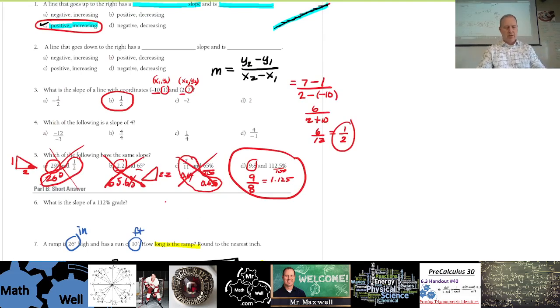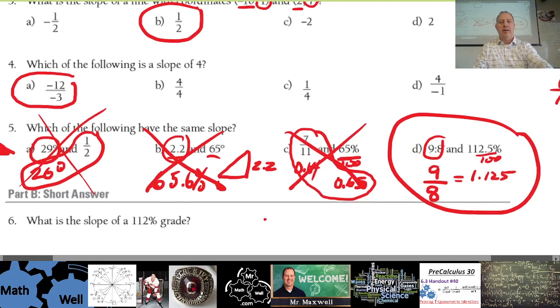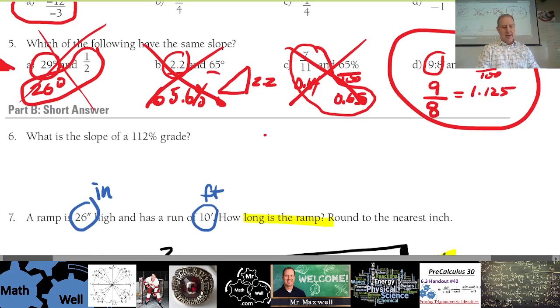All right, so for number 2, here's some answers for some of the questions I asked you to do. For number 2, you should have D, negative and decreasing. For number 4, you should have A, negative 12 over negative 3. Which of the following is a slope of positive 4? That's negative 12 over negative 3. Number 6, what is the slope of a 112% grade? Well, that should be pretty easy. I guess we just divide that by 100. So it should be 1.12.